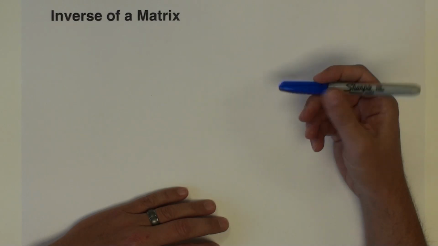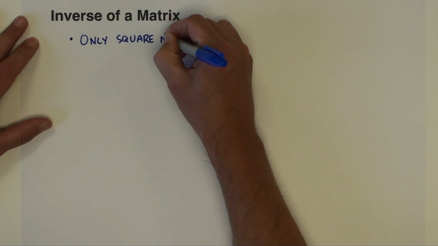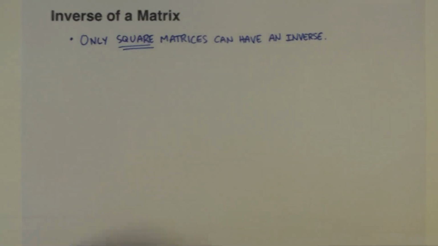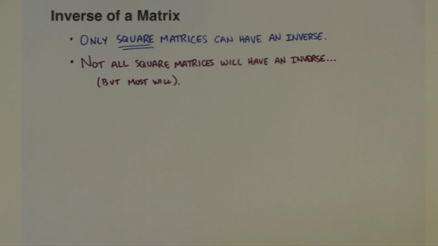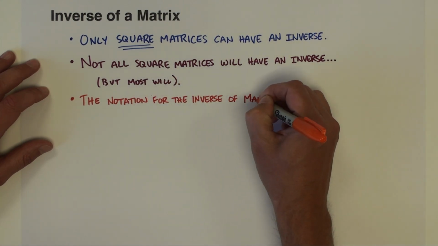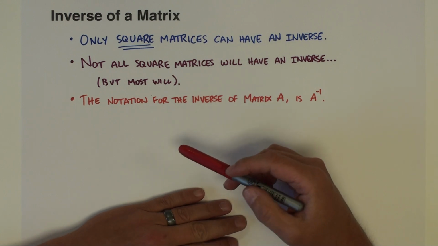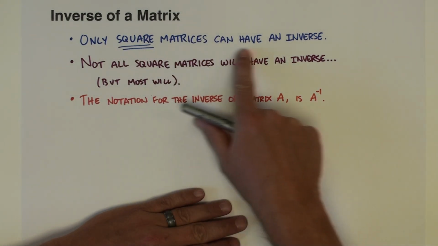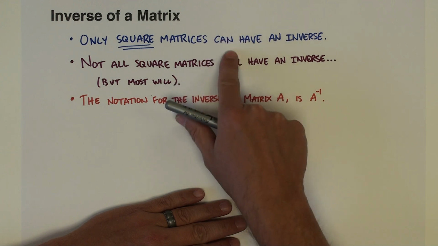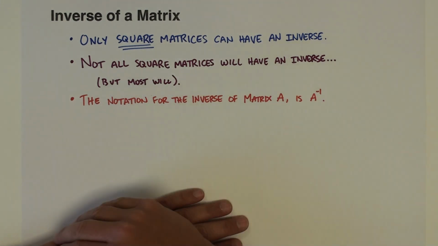All right, first I want to go over some key features concerning the inverse of a matrix. Okay, so let's read through these key features. First, just like when we talked about determinants, only square matrices can have an inverse. I say can have an inverse because not all square matrices are going to have an inverse. And we're going to see some examples. We'll discuss when matrices don't have inverses.